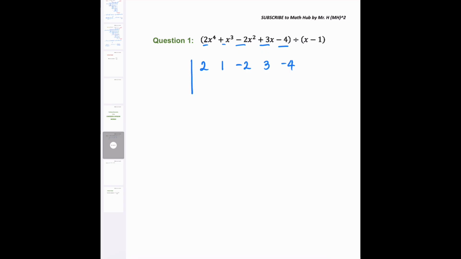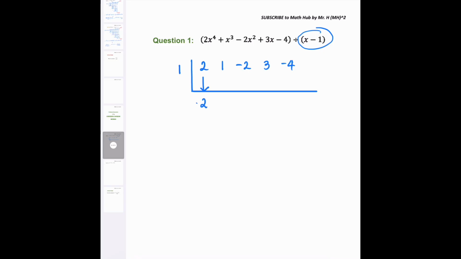So next, what we need to do is to equate the divisor. So x minus 1 equals 0. We get x equals to positive 1. And that positive 1 will be put outside. Then we can begin with the synthetic division process by first putting down the very first coefficient coming from the first term of the dividend. So we always bring that down.